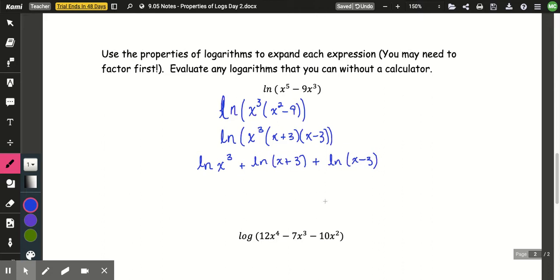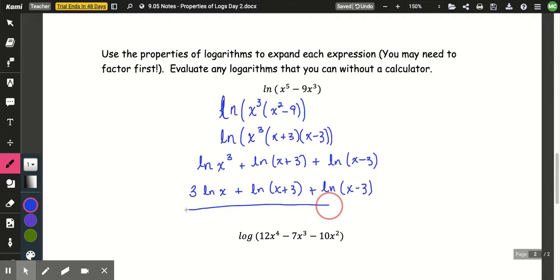And I'm almost done. One of these has a power on it, and so that power I need to use the power property for. So this first one here, that 3 is going to become a scalar multiple. So that'll be 3 natural log of x plus natural log of x plus 3 plus natural log of x minus 3. All right, I don't have anything else that I could factor here. There are no powers going on, so that's as far as I could go with expanding it.